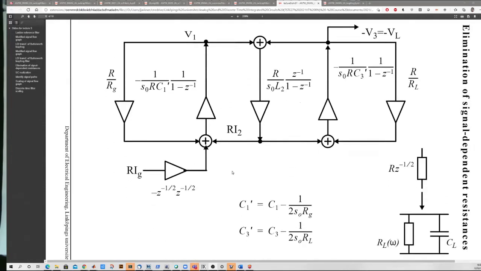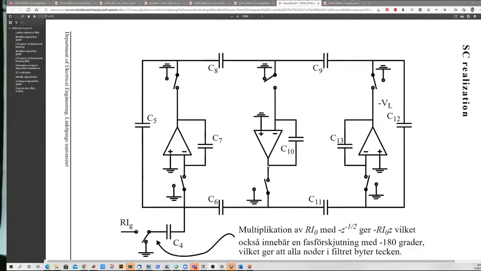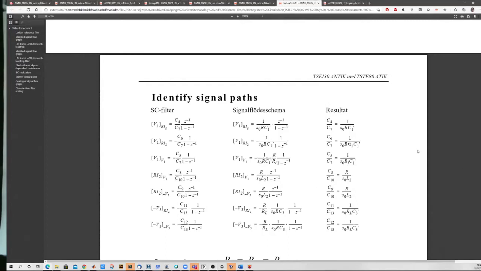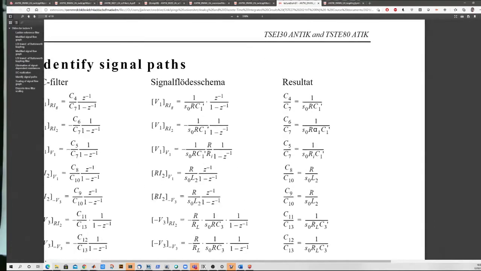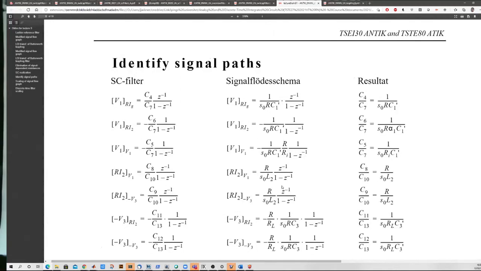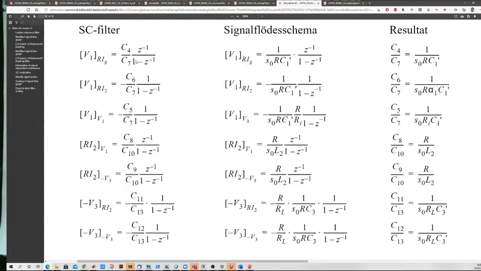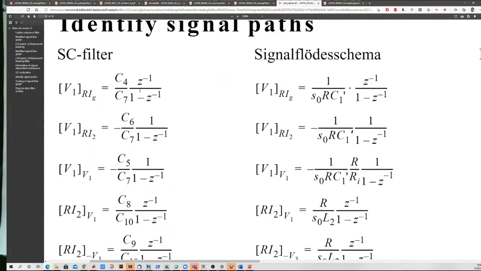So that explains that. And then the final step is to identify all the paths. And yeah, I think this is pretty self-explanatory actually. But you can just write down all the paths you have from, in this particular case, input to the voltage V1. That gives me a certain multiplication in my SC filter domain. C4 divided by C7, blah, blah, blah.